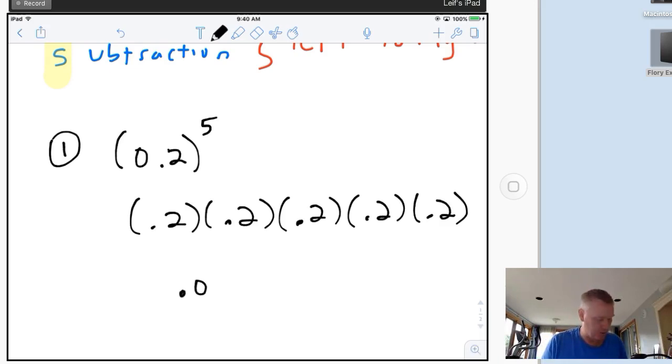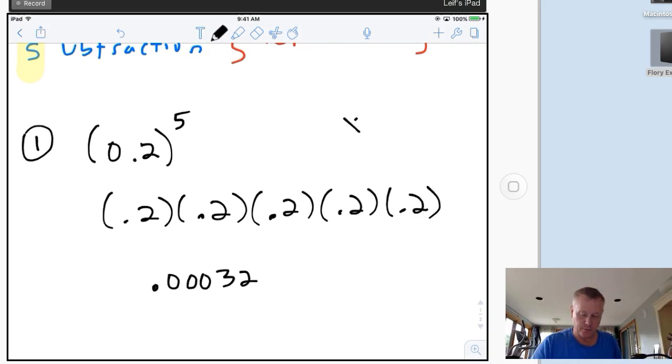I get 0.00032. On your calculator, you're looking for one of these two buttons. Sometimes it has X to the Y. Sometimes it's upside down V. Those are your exponent buttons. So anyway, that's a simple exponent kind of problem.